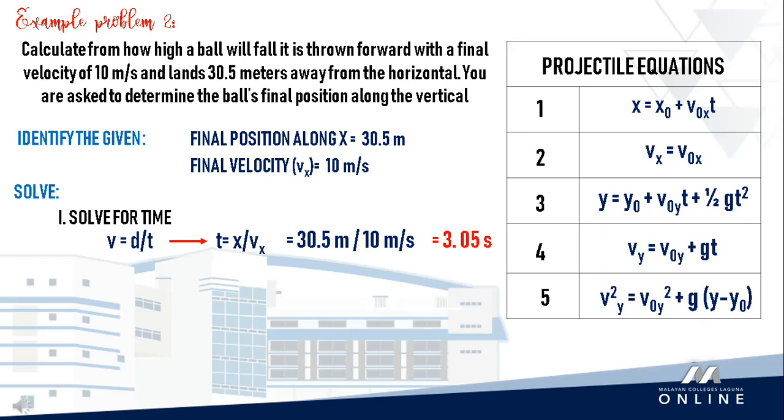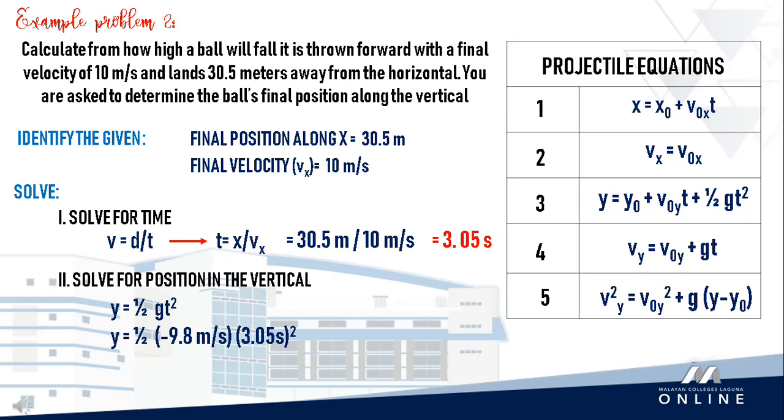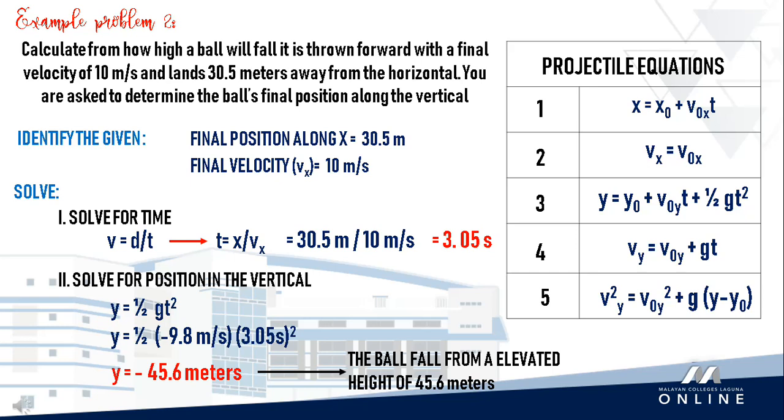Now, using the equation y is equal to 1/2 gt squared, which is derived from equation 3 from the left, since initial position and initial velocity in y components are 0, we can find the position y by substituting the values and performing the indicated operations. Our final position is negative 45.6 meters. This means that the ball fell from an elevated height of 45.6 meters.